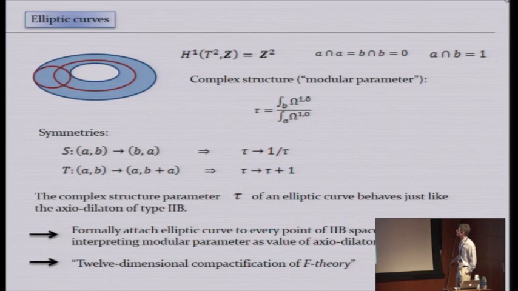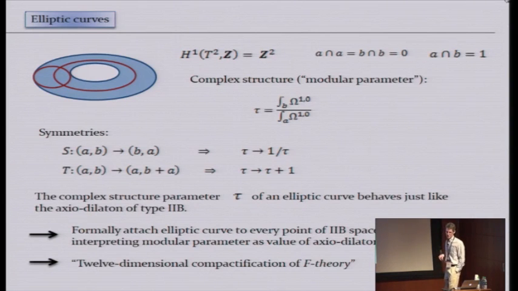Now, we just saw these dualities, that's why I discussed them in type 2B. In type 2B, we have an axiodilaton, and for the axiodilaton you also have to make these identifications due to S-duality and due to the shift symmetry of the axion. So the axiodilaton of type 2B behaves just like the complex structure parameter of an elliptic curve. So why don't we make use of that?